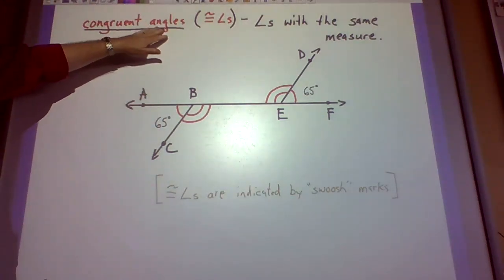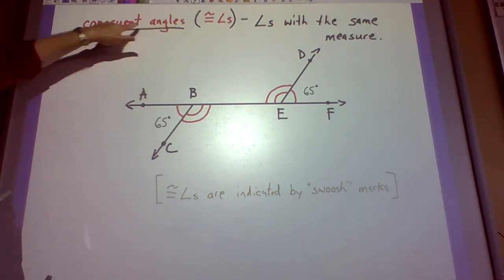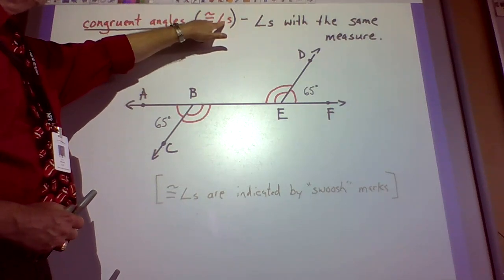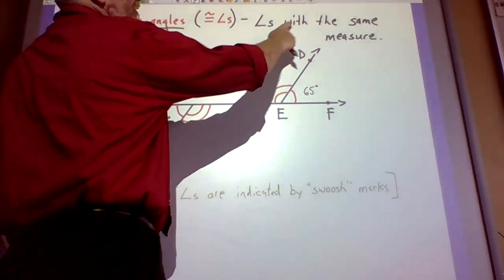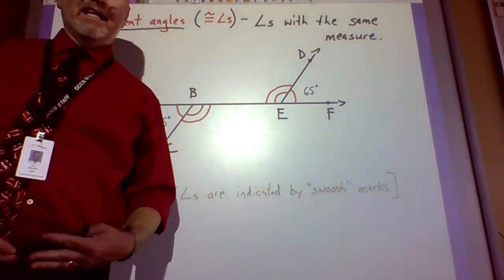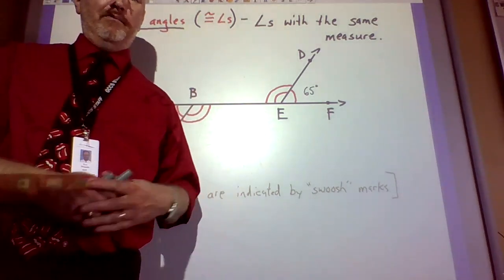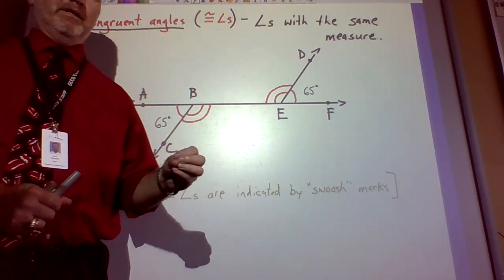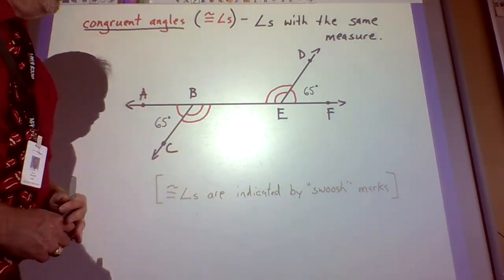So congruent angles. We've got symbols for both of these words now, so instead of writing all that out, you could write the congruent sign. An angle with an S means angles, congruent angles, and they are simply angles with the same measure. All right. Now, we indicate that on drawings. Instead of always telling you these two angles are the same, we can indicate that on drawings, kind of like the tick marks we did on segments. For angles, we put swooshes.